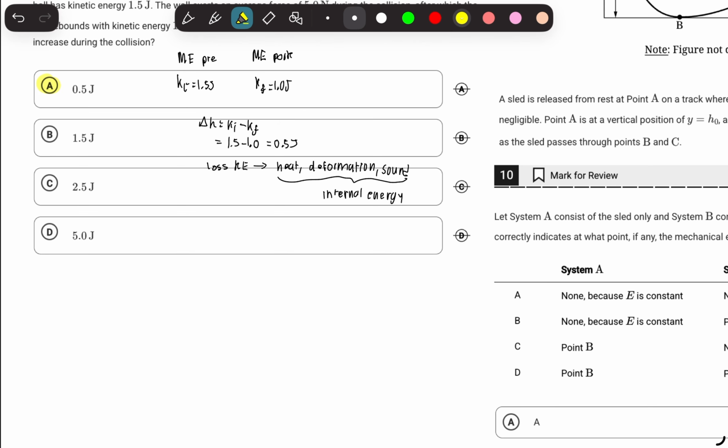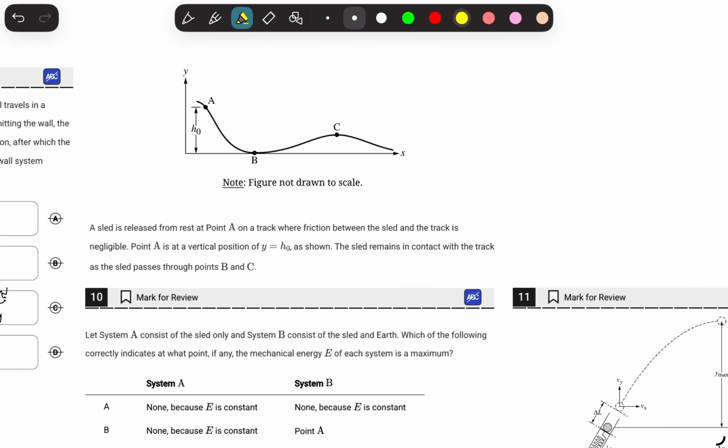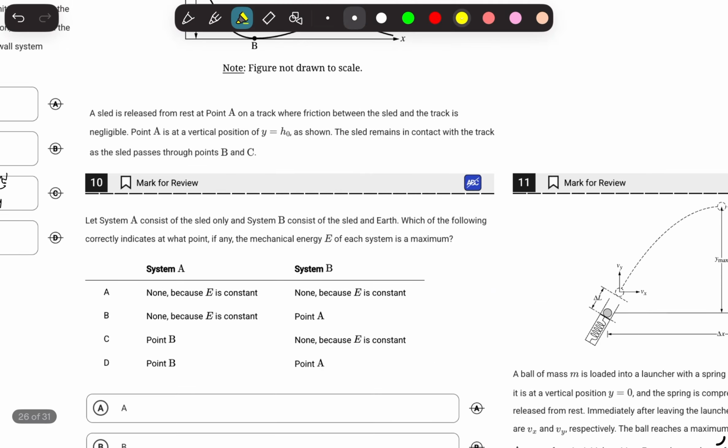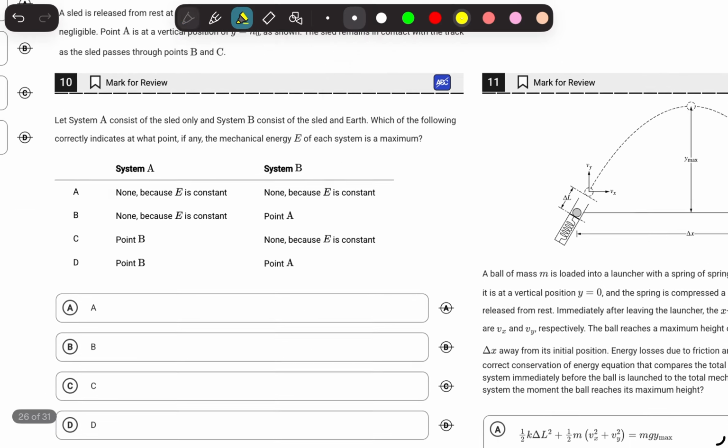Now, for our next question, we have this. A sled is released from point A on a track where the friction between the sled and the track is negligible. Point A is at a vertical position of y is equal to h initial, as shown. The sled remains in contact with the track as the sled passes through points B and C. Let system A consist of only the sled, and system B consists of the sled and the earth. Which of the following correctly indicates at which point, if any, the mechanical energy E of the system is at a maximum? So what is our mechanical energy here?